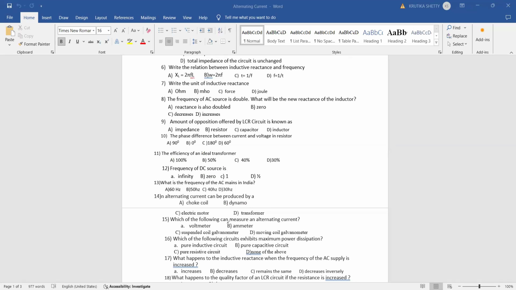Next, question number 15. Which of the following can measure an alternating current? AC, how can you measure it? AC is measured by voltmeter, ammeter, suspended coil galvanometer, moving coil galvanometer. B, yes, option B. That is the ammeter. Go for question number 16.